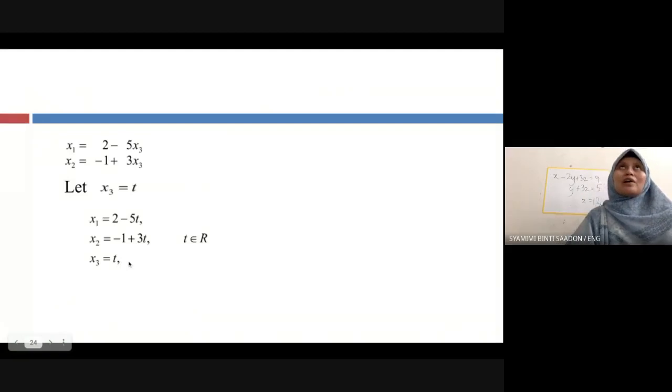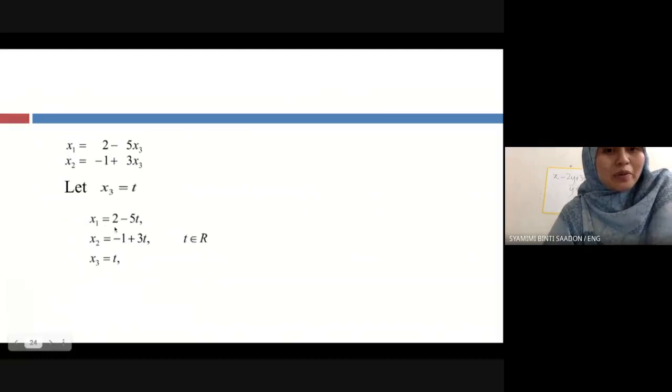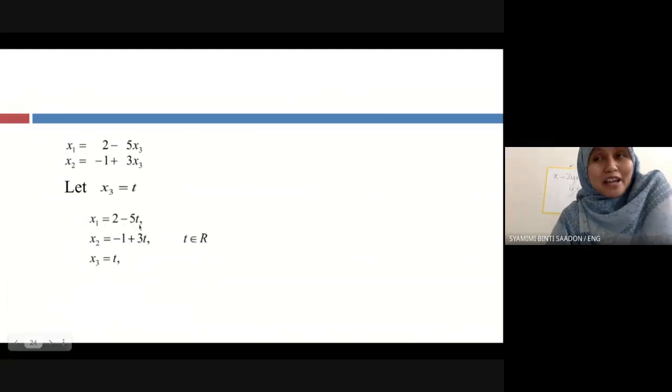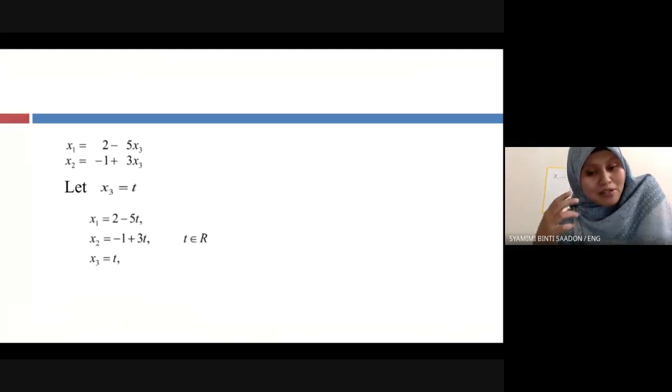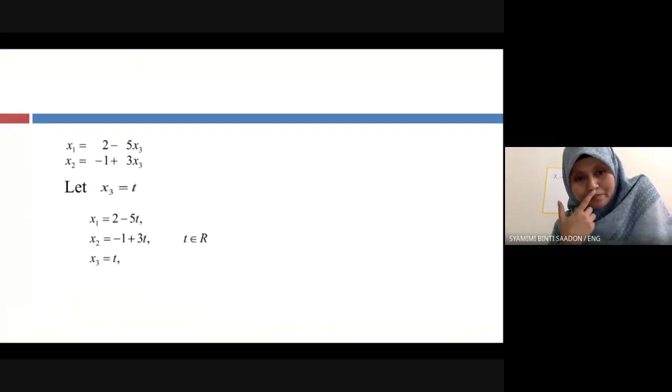This means that if we take t equals 2, for example, then x1 will be 2 minus 10, so negative 8, and x2 will be -1 plus 6, which is 5. So x1 will be negative 8 and x2 will be 5. So it depends on the value of x3.